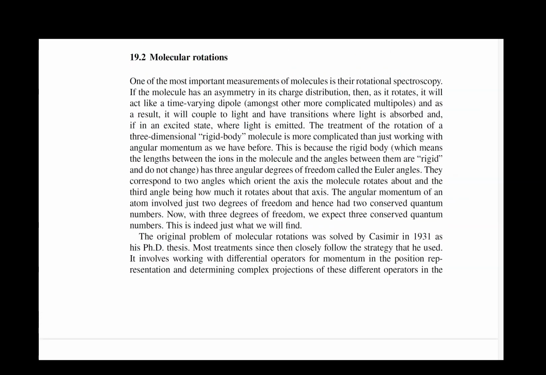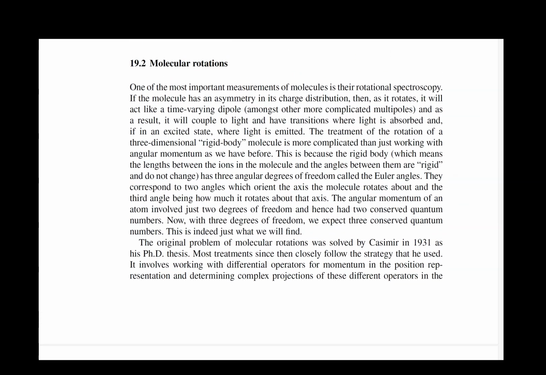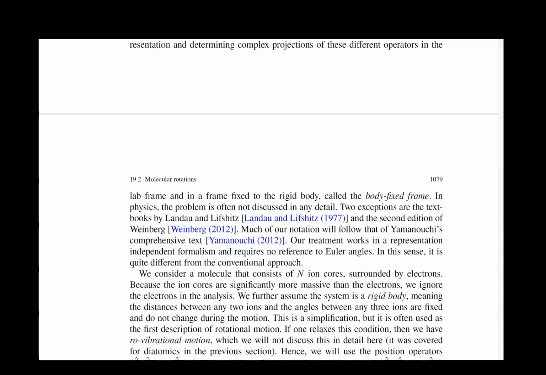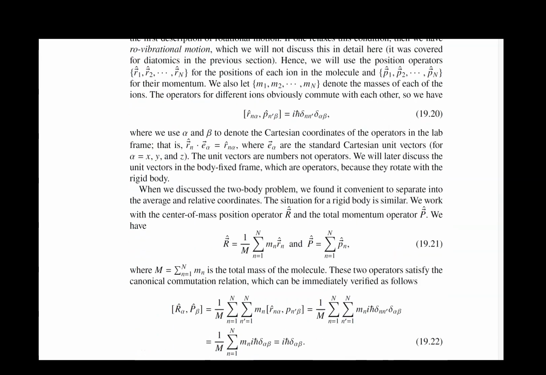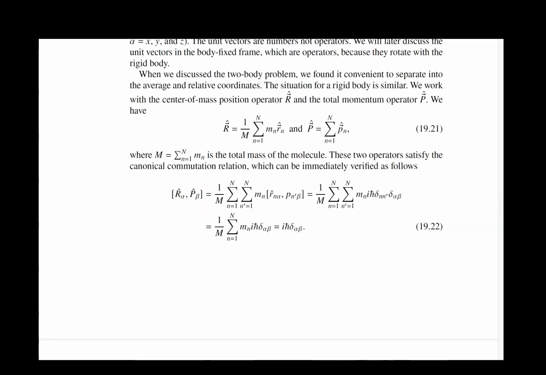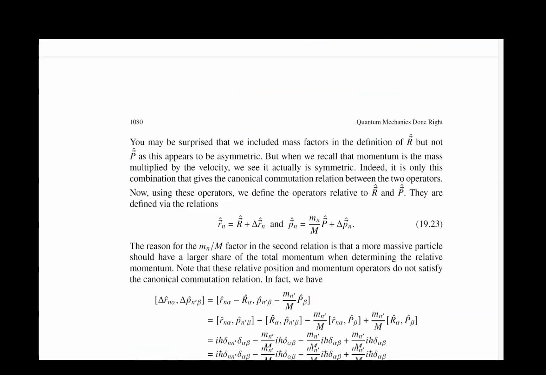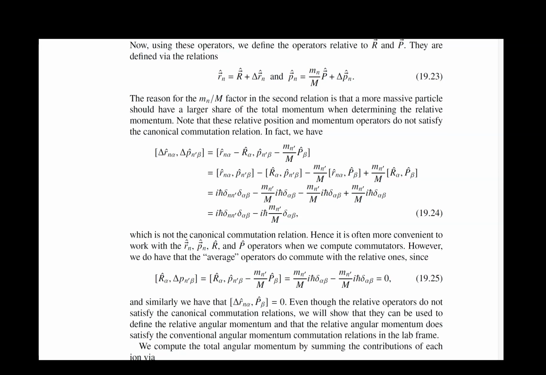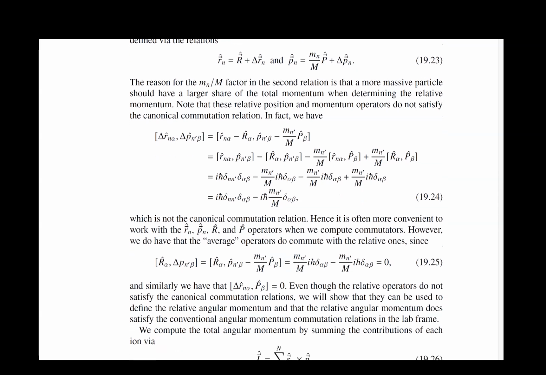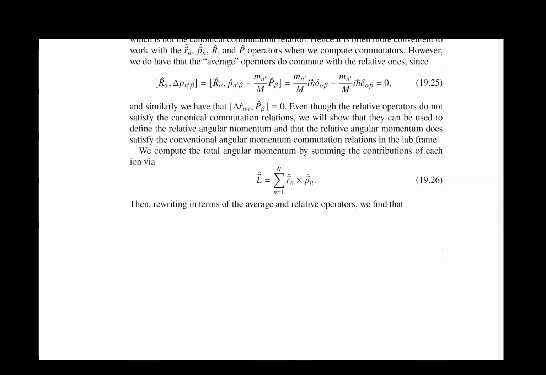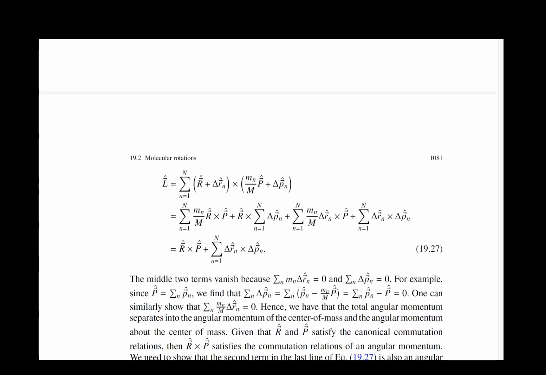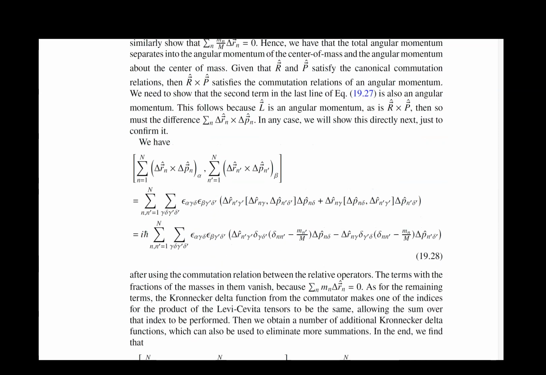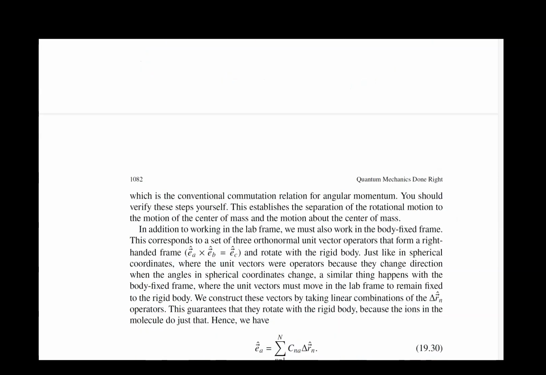Next up is molecular rotations, and as I had mentioned in this chapter, I talk about the asymmetric top, which is a challenging problem to solve, but it actually works out fairly easily when you rewrite everything in terms of average and relative coordinates. And once you've done that, then you have all the right commutation relations. You can work out all of the theory. It's a little technical. It's really not that bad.